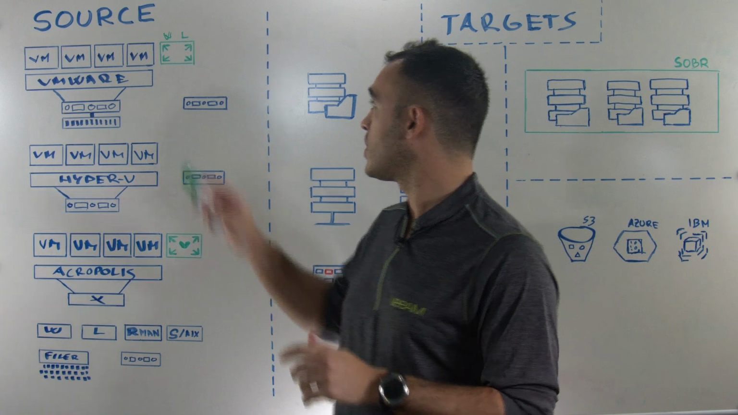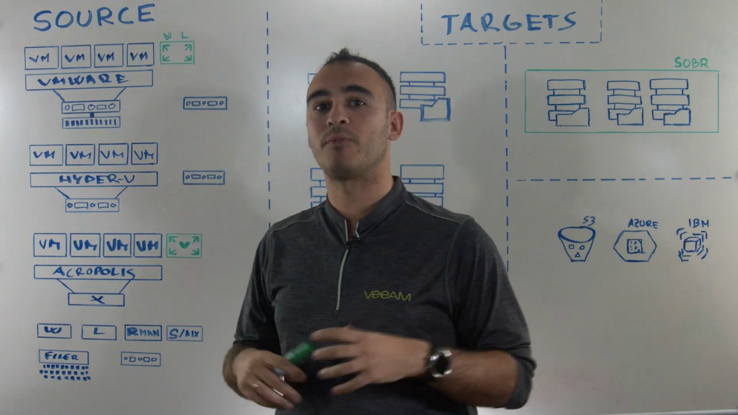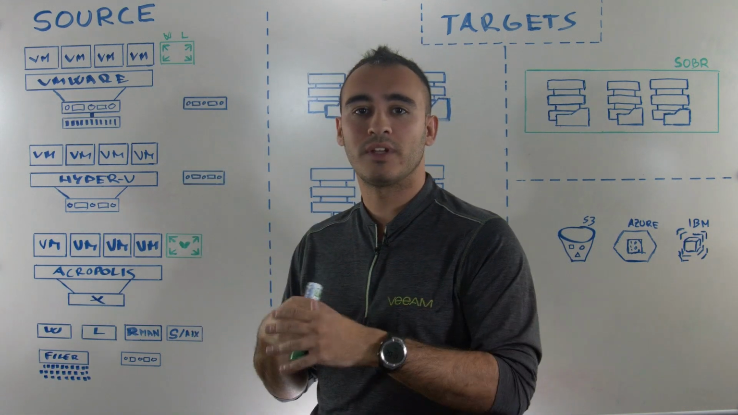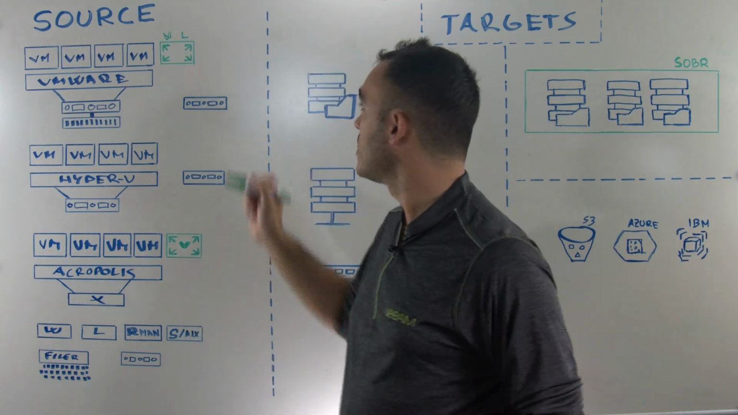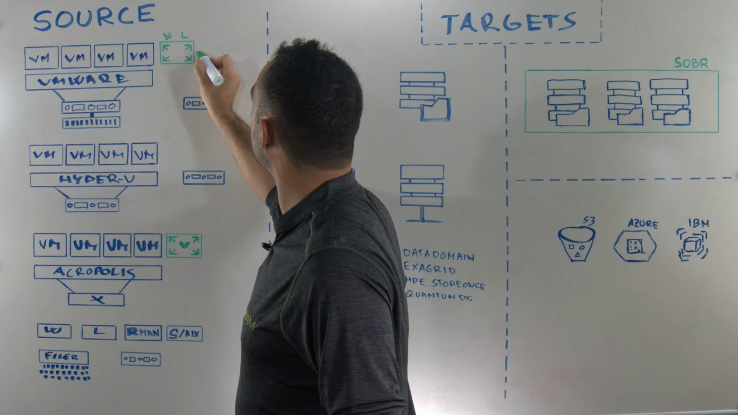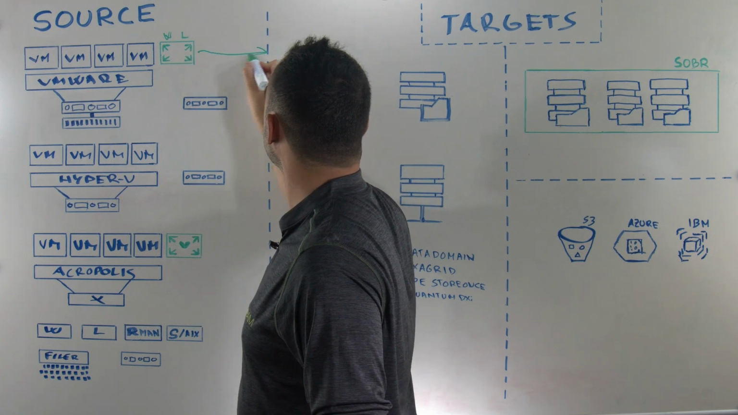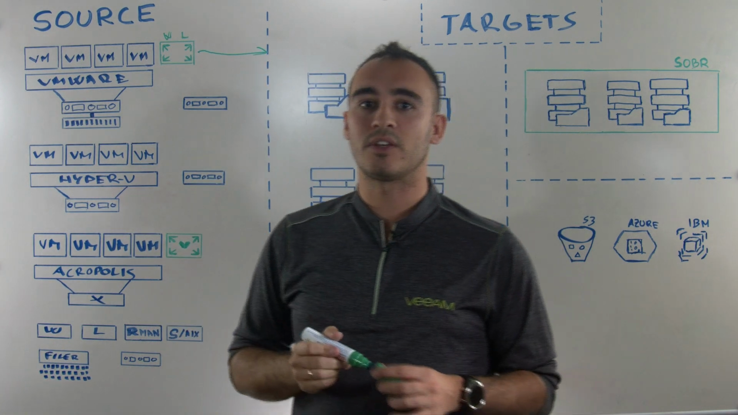So the hot add, because it's inside the environment itself, is going just to mount the disk, and from there is going to take the information out, so read it from the source, and then send it to the backup repository themselves. So that is the hot add mode.